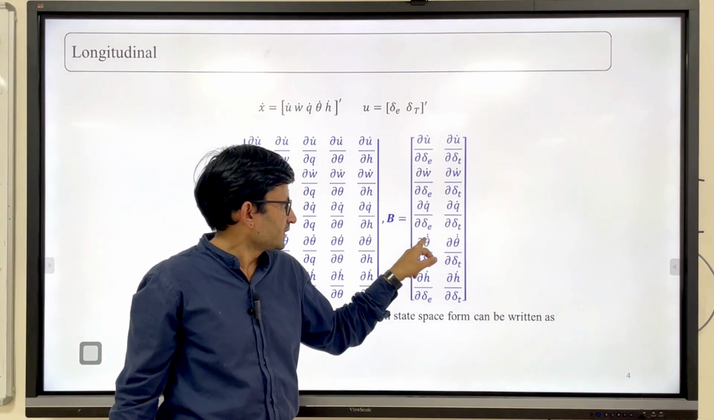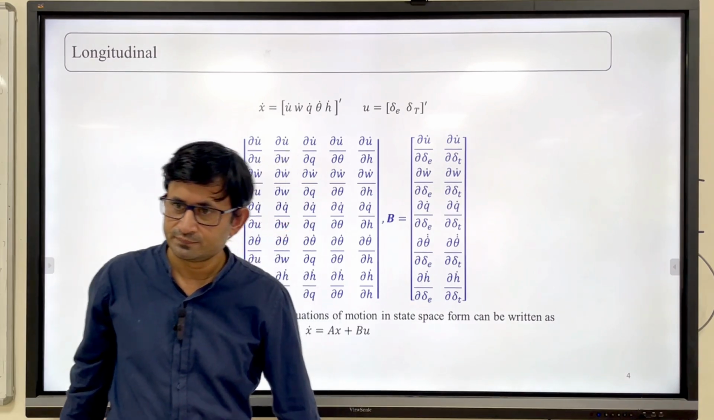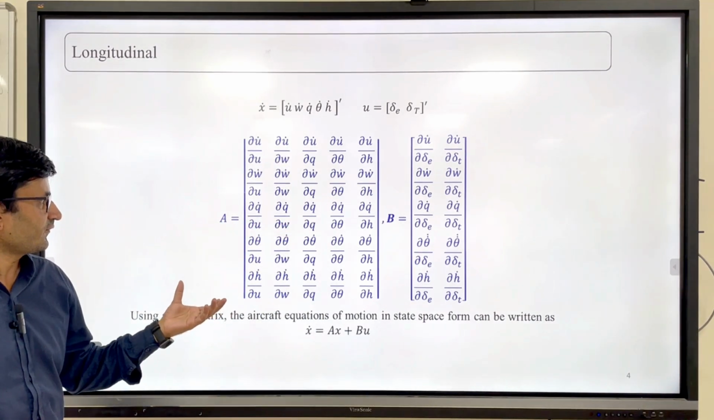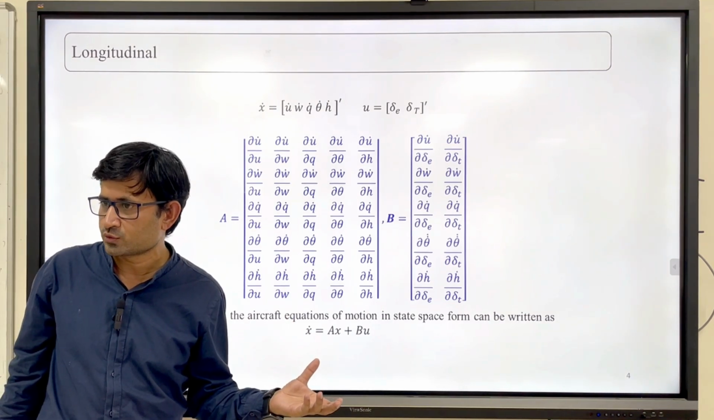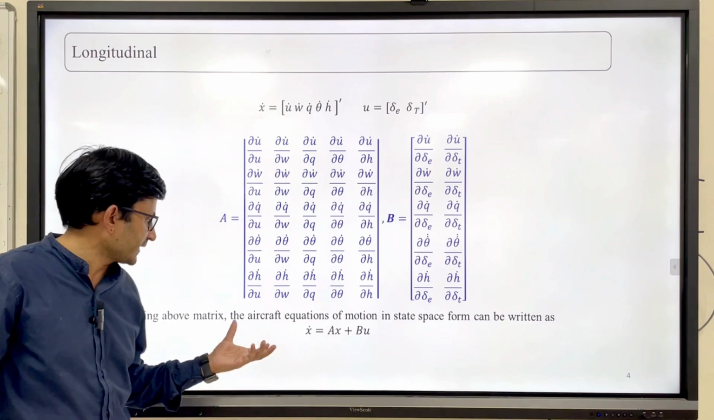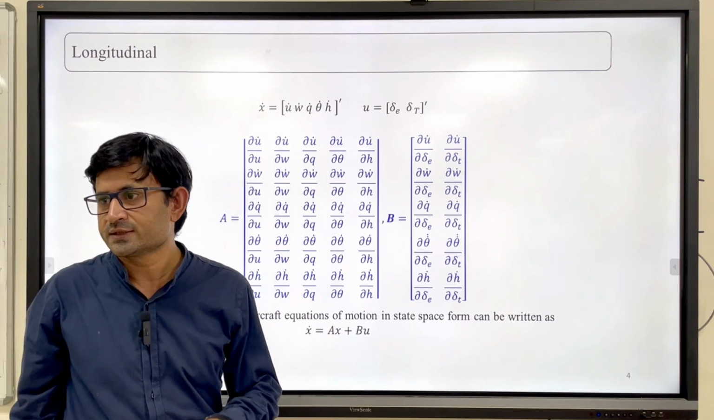I have put theta double dot; you consider the theta dot only. Okay, so this is a way to find out the A and B matrix, as we have found out for the x squared minus 1 case. And finally you can write x dot equals Ax plus Bu in a simplified form.